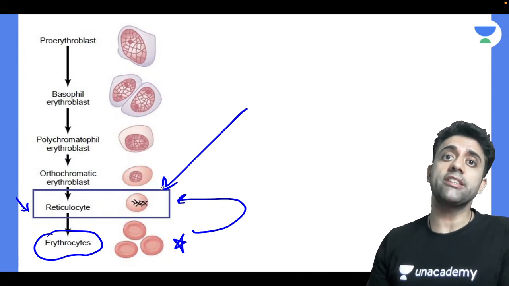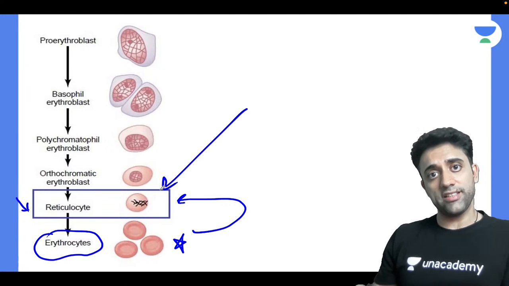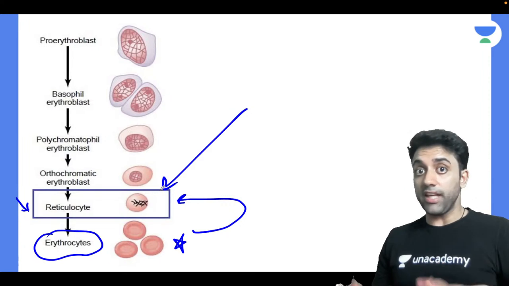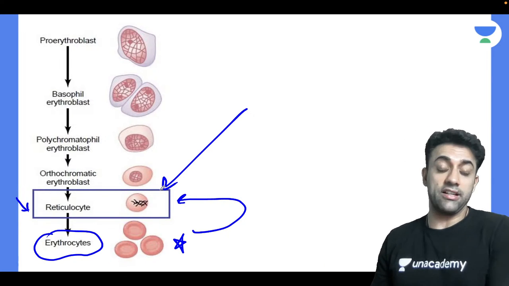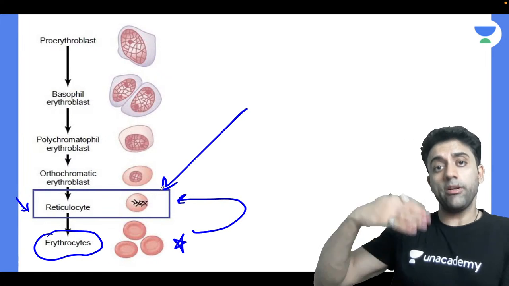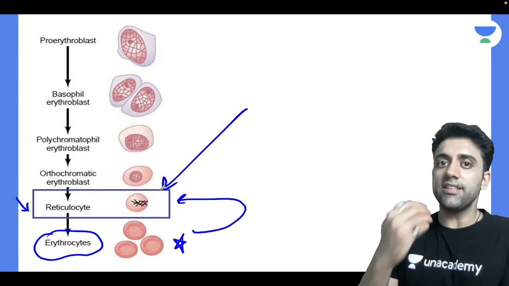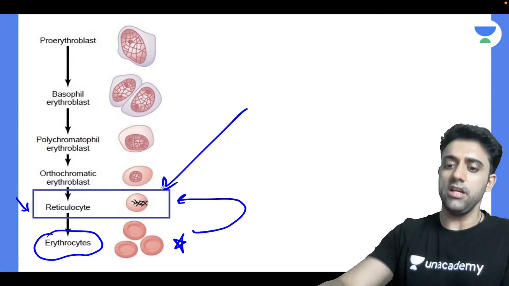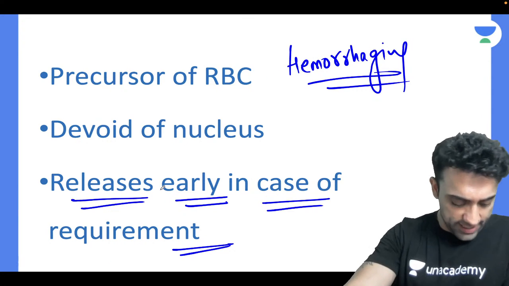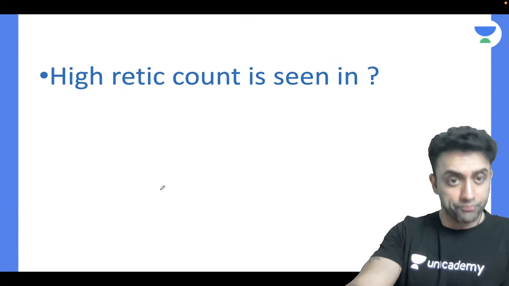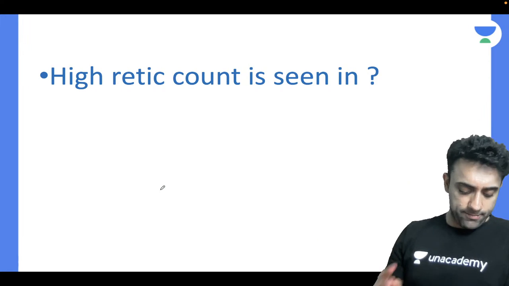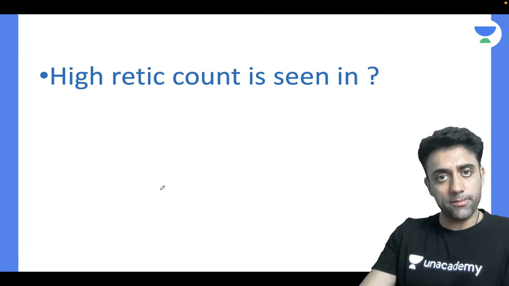Okay, this patient is bleeding, and so the body says the reticulocytes will be released ASAP, because the patient needs us. If we become erythrocytes and then reach the patient, by that time the patient will be dead. So it's a premature precursor of RBC required in emergency conditions, right? Yes, it's a compensatory mechanism. Very good, Osama Sheikh.